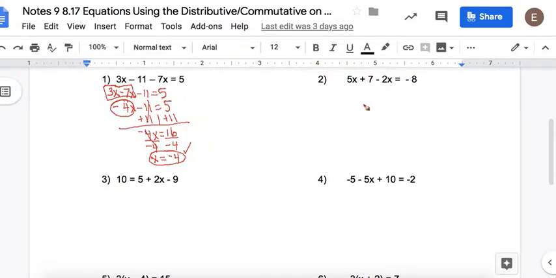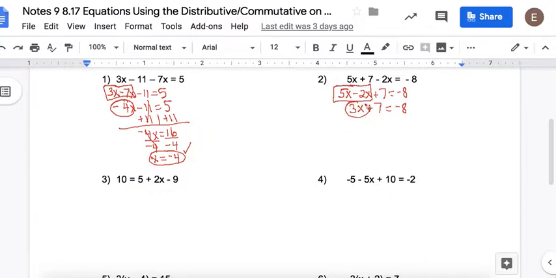Let's look at number 2. So are there like terms on any one side? The answer is yes on the left side here. So we're going to use the commutative property once again. So 5x, keep the minus sign in front of the 2x. Bring down the plus 7 equals negative 8. Combine like terms. So 5x minus 2x is 3x plus 7 equals negative 8.